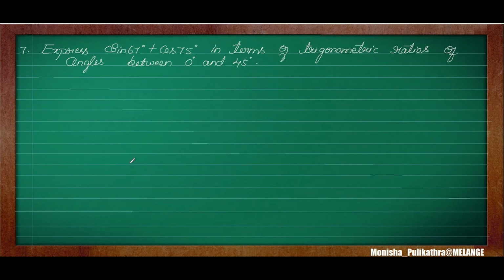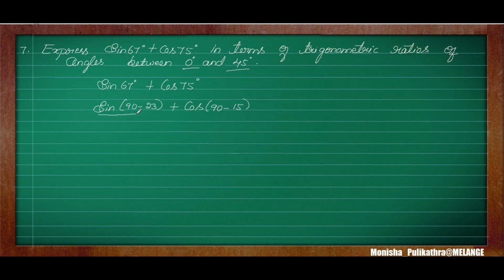Moving on to the last question of exercise 11.3, that is express sin 67 plus cos 75 in terms of trigonometric ratios of angles between 0 degrees and 45 degrees. We have to convert it into a form so that the angles come between 0 degrees and 45 degrees. So the given question is sin 67 degrees plus cos 75 degrees. I can change it as sin(90 minus 23), because 90 minus 23 is 67, plus cos(90 minus 15), because 90 minus 15 is 75. So we can take any number.